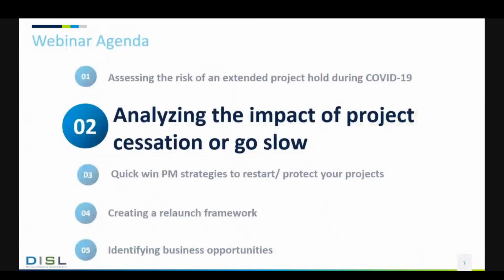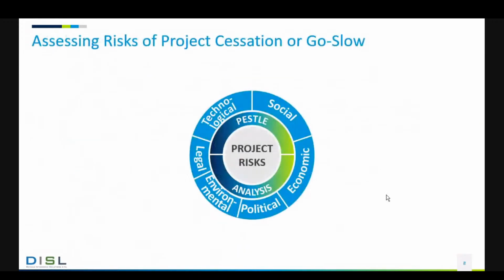So now we're going to be taking a closer look at analyzing the impact of either stopping your project or slowing down your project activities. I found one of the best and easiest ways to do this is like doing a PESTLE analysis. So you may look at your political, economic, social, technological, legal, and environmental analysis. And you could also even add in another factor to broaden the scope of your analysis as well.